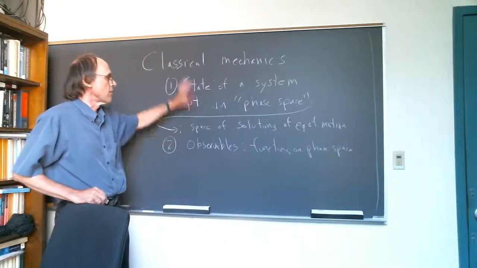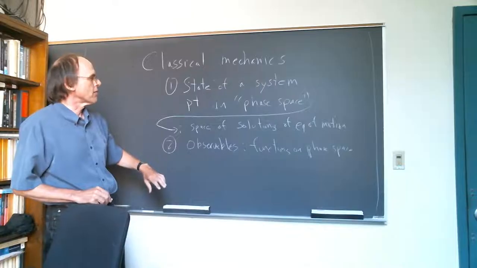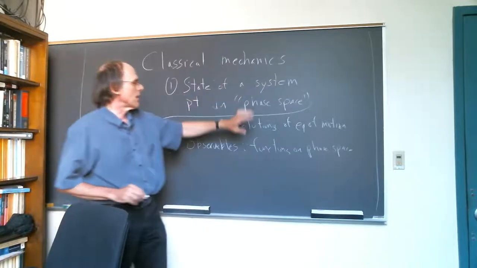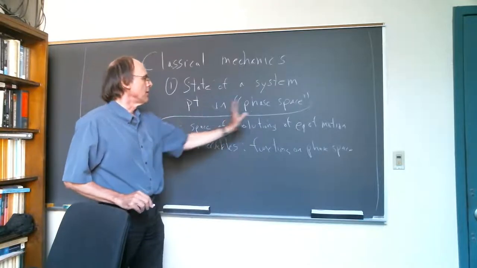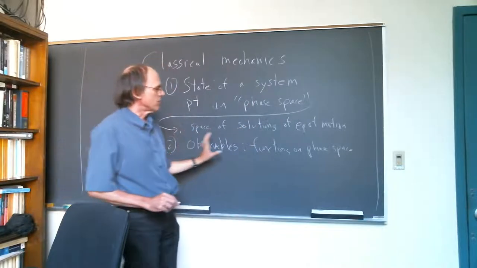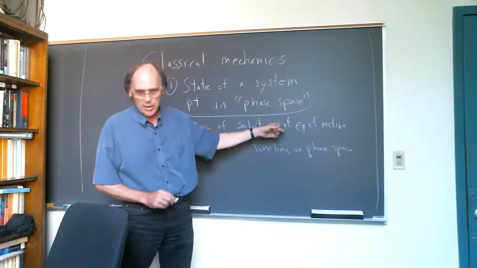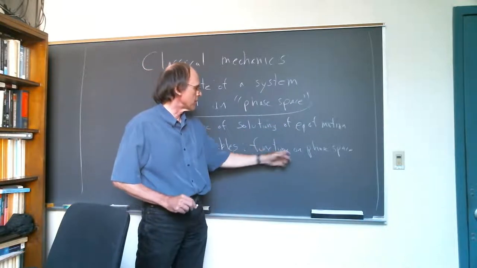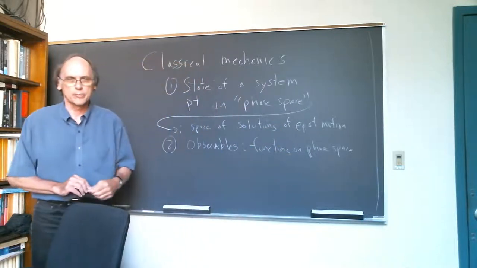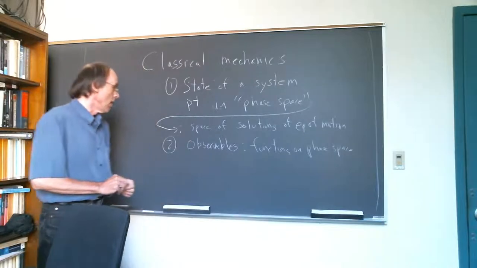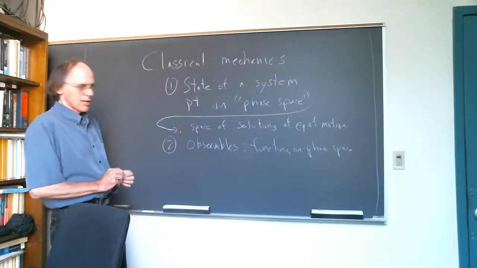So this is really the setup in classical mechanics. You've got phase space, which corresponds to these equations of motion, and your observables are just functions on it, functions of what point you are at, and by measuring these functions, you figure out where you are, what your solution could be. Okay, so that's classical mechanics.